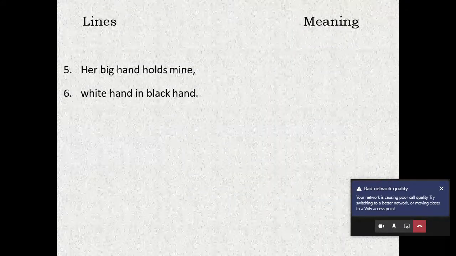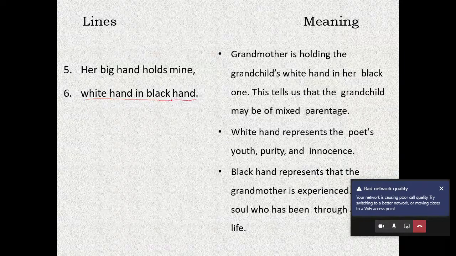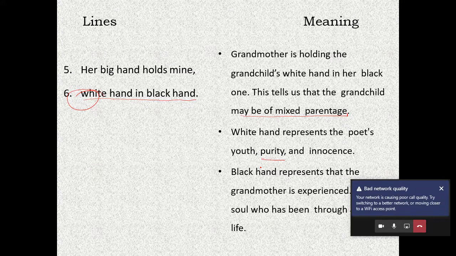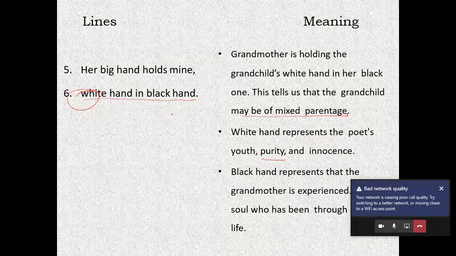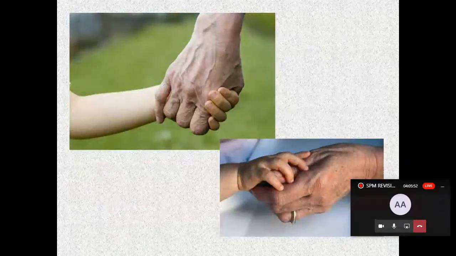All right, lines 5 and 6. "Her big hand holds mine. White hand in black hand." Now, this line here has different meanings. One of the meanings that I got is that since she has mixed ethnicity and her grandmother is white, it tells that the grandchild may be of mixed parentage. Or it could also represent, when we say white here, purity and innocence. And black means someone with an experienced soul who has been through a lot in their life.